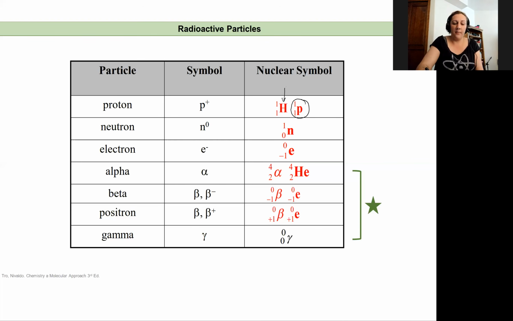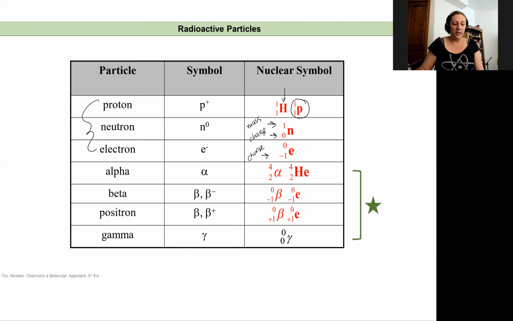Neutrons are going to have a mass of 1, but no charge, right? And so we see our mass as a number 1 at the top, and our charge at the bottom is 0. And so this will be our symbol for neutron. Our electrons will have negligible mass and a -1 charge. And so we use an E for the symbol, and it's -1. So these are kind of our subatomic particles that we're used to.